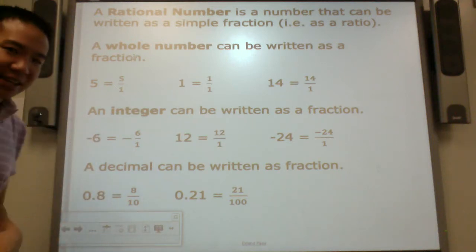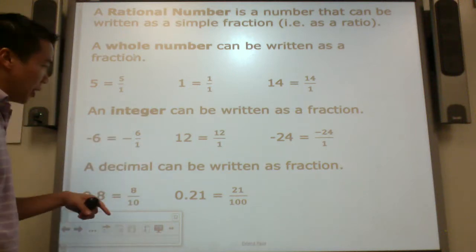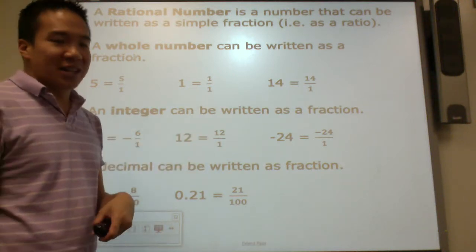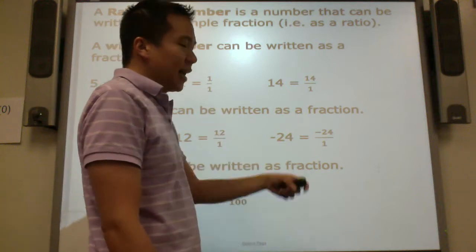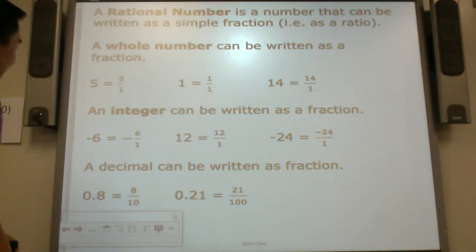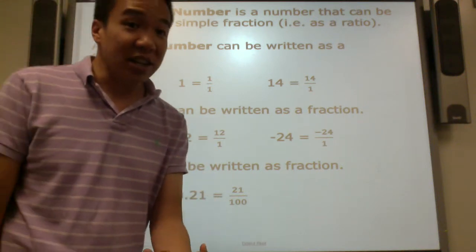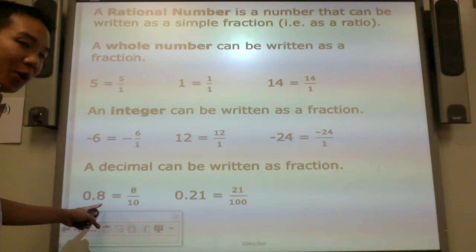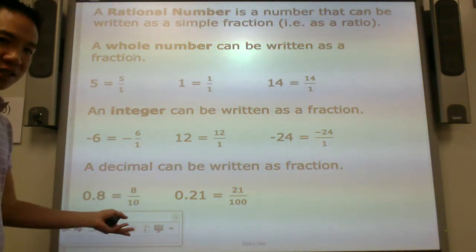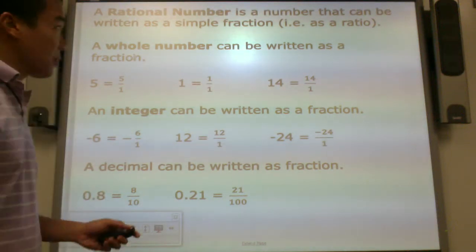So negative 6 can be written as a fraction, negative 6 divided by 1. 12 can be written as a fraction, 12 divided by 1. Negative 24 can be written as a fraction, negative 24 divided by 1. Last but not least, a decimal can be written as a fraction. We're going to actually teach that today. 0 and 8/10 is the fraction. 0 and 21/100 is the fraction.